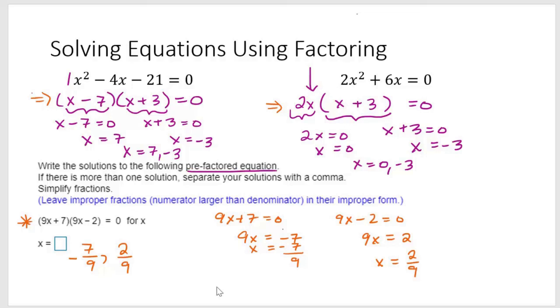You don't believe it? Substitute them back into the original equation and make sure that negative 7 over 9 and 2 over 9 both give a left-hand side equal to 0. In other words, both make it so that the left-hand side equals the right-hand side, making the equation true.